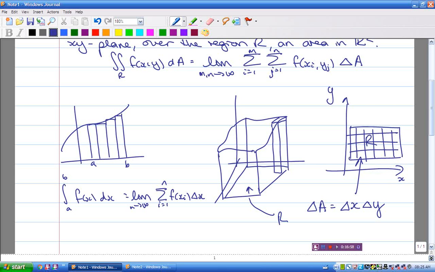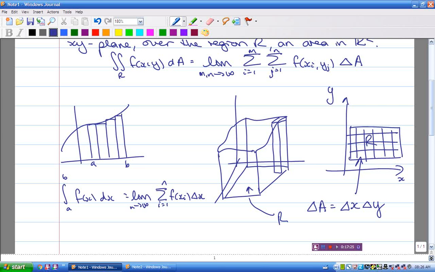But instead of having to sum up across x's, we're going to have to sum up across x's and y's, which is why we need two sigmas. Once again, we want the number of divisions to tend to infinity along the x dimension and the y dimension. So that's a rather intimidating looking formula at the top, but it's really just adding in another dimension to this very familiar concept from single variable calculus.